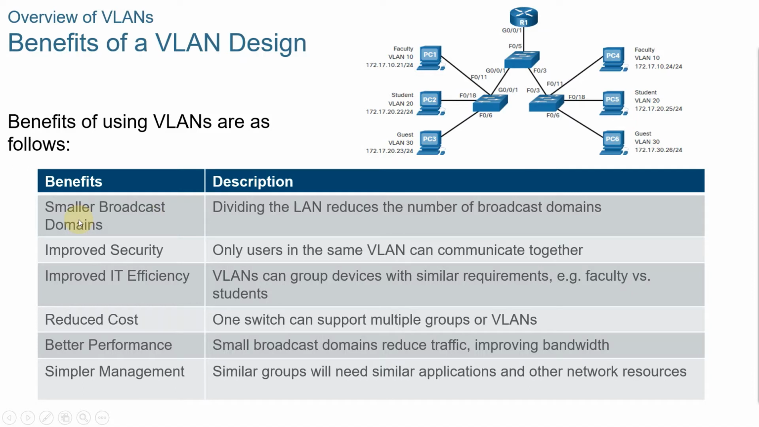So the first benefit would be smaller broadcast domains. Dividing a network into VLANs reduces the number of devices in the broadcast domain. So in the figure, there are 6 computers in the network, but only 3 broadcast domains. These are faculty, VLAN 10, student, VLAN 20, and guest, VLAN 30.